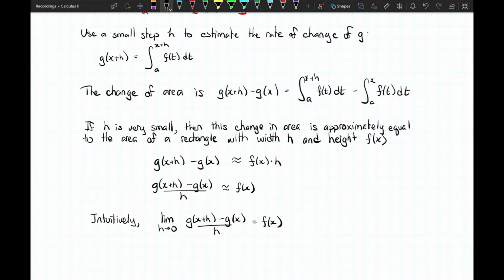Suddenly, this just jumps out at us. This is the derivative of g of x. This is the instantaneous rate of change of area under the curve, which is equal to the height of the curve at x.